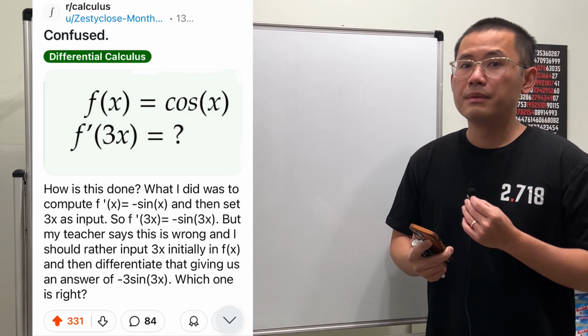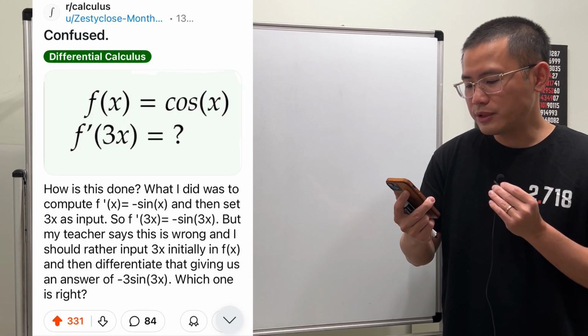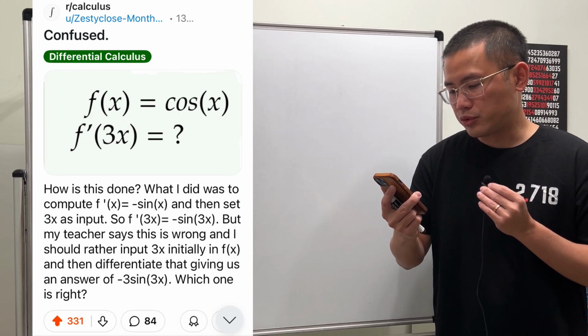So I just saw this on Reddit. Let's take a look. It says confused. The question is we have f of x is equal to cosine x, and we would like to know what f prime of 3x is equal to.